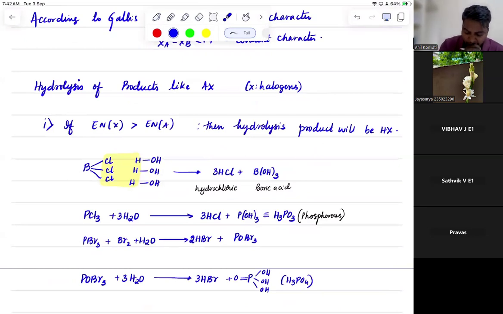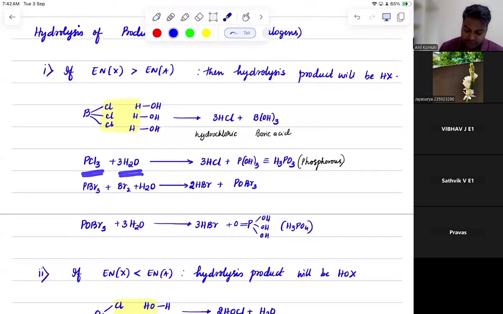Hydrolysis. If the electronegativity of X is greater than A, then the hydrolysis products will be HX. Suppose you have chlorine, which has more electronegativity as compared to boron. In that case, Cl and H will form one product, and boron will form boric acid as the other product.